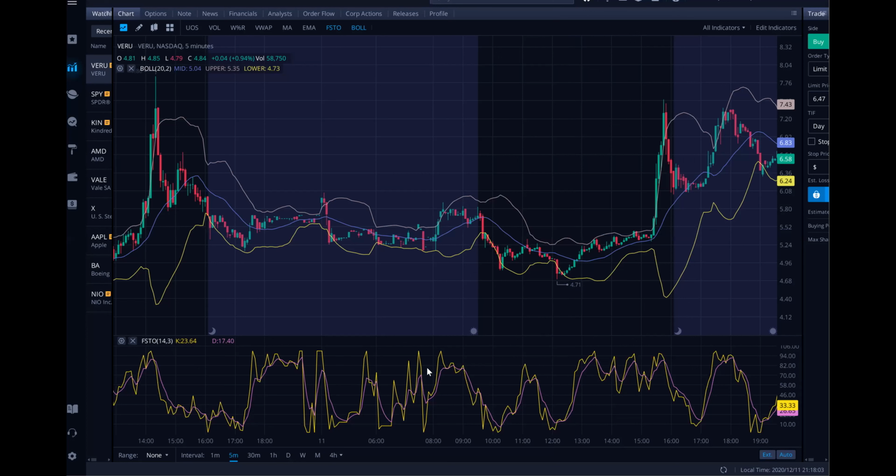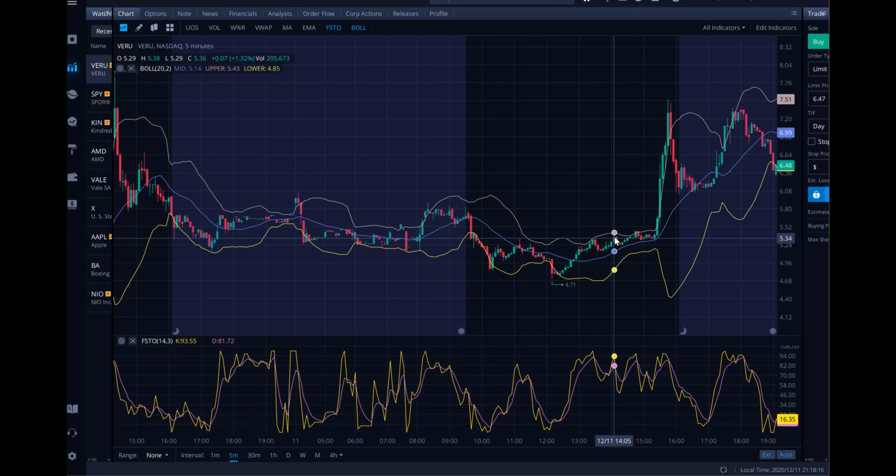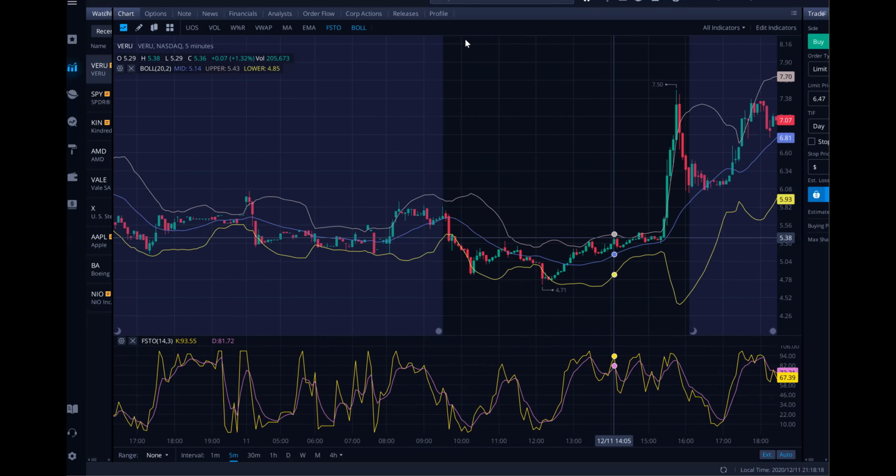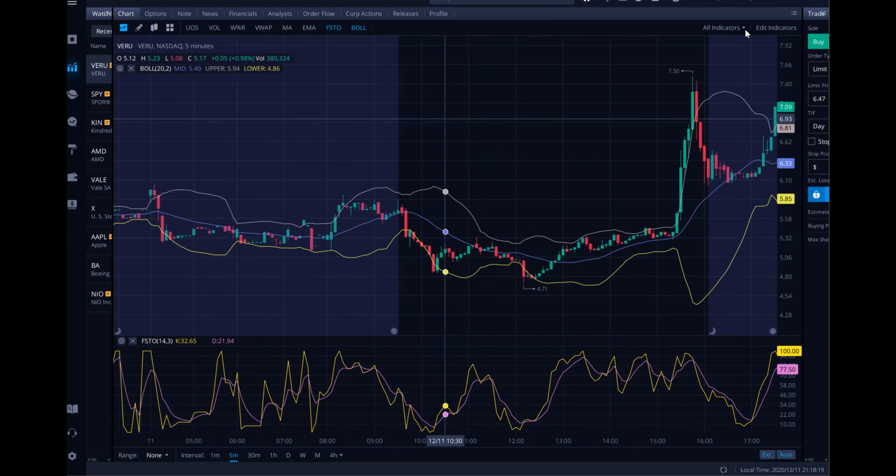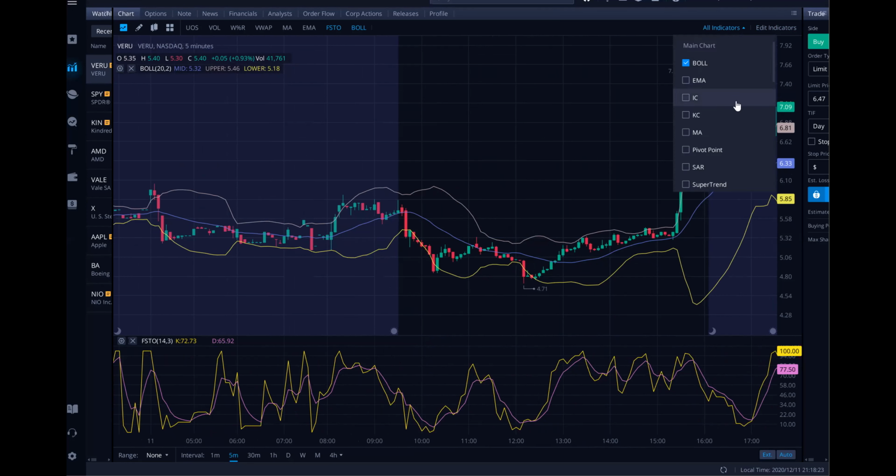So Ash says, so the squeeze is kind of like a small consolidation. Yeah, you can see the area where it consolidated. Do you think Webull has the TTM squeeze on it? I think it does have that.